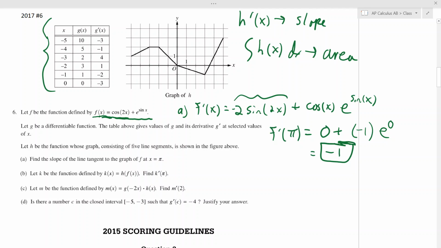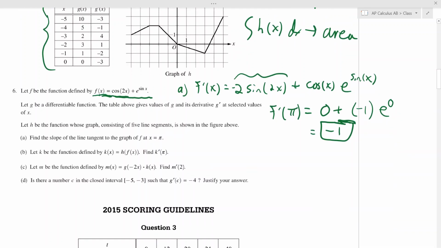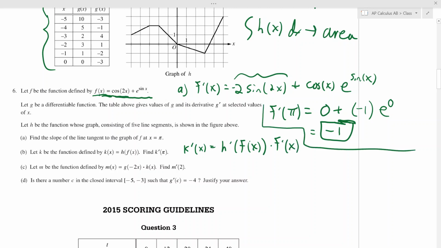Okay. B says find k prime of pi, and they're giving us this new function. So this is just a chain rule, all right? They're plugging f into h. So k prime of x is just h prime of f of x times f prime of x. All right, and that's a chain rule. That's how you derive that, right? The outside function, leave the inside, multiplied by the derivative of the inside.